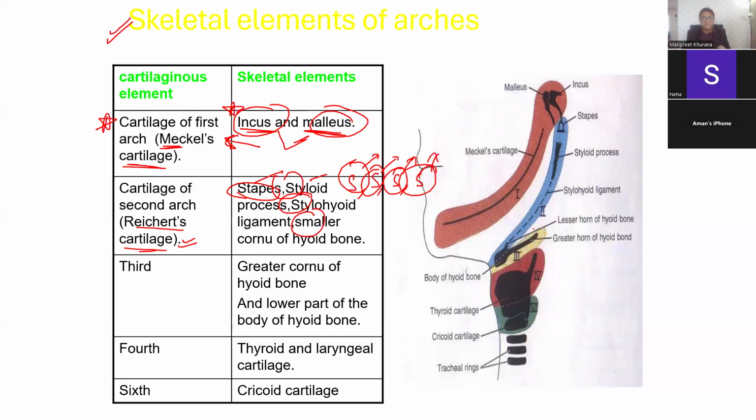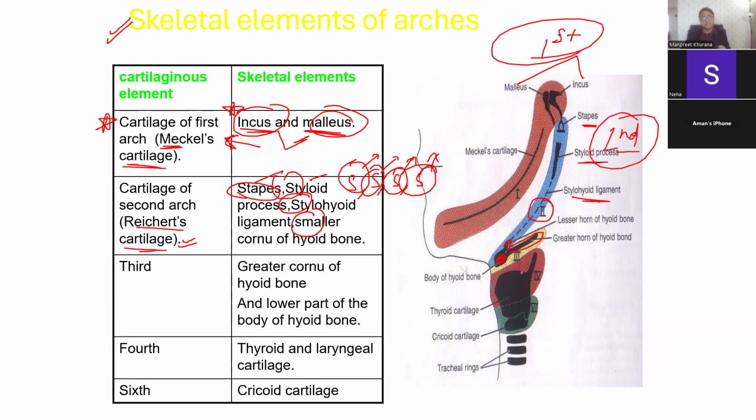If you see that this is the hyoid bone, this is the body, this is the greater cornu, the big one, and this is the smaller cornu. The smaller cornu is formed from the second branchial arch. These are the second branchial arch derivatives: the stylohyoid ligament, styloid process, and the stapes. Whereas the malleus and incus are formed from the first arch mesoderm, the first pharyngeal arch. These are the second pharyngeal arch derivatives.